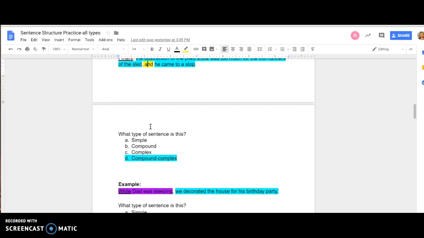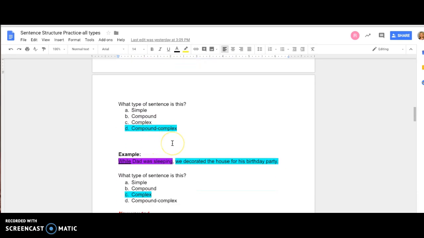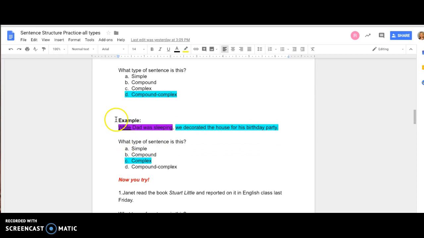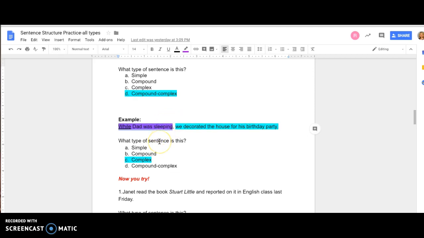Okay? The next example says, while Dad was sleeping, we decorated the house for his birthday party. While Dad was sleeping. Okay, think to yourself, is that a complete sentence? Can it stand alone? No, it's a dependent clause. So I'm going to highlight that purple. We decorated the house for his birthday party. That is a complete clause, which means it's independent. So here I have the formula D plus I. And don't forget to go back and underline your subordinating conjunction. If my formula is D plus I, that means it is a complex sentence.